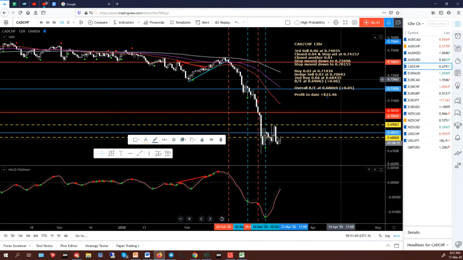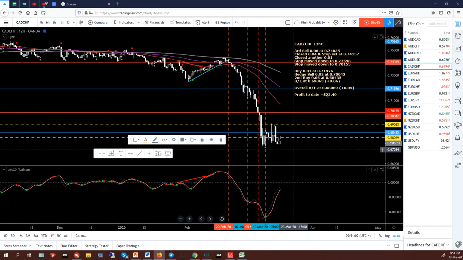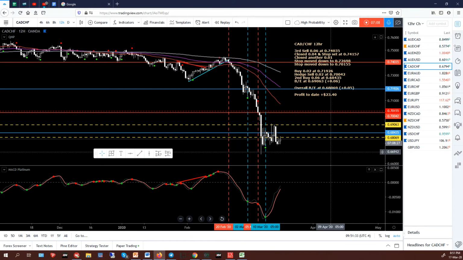Overall break even for that sequence only is this level 69063, which is this line up here, which you got close to but didn't actually push through. And overall break even for all trades is this bottom line here. So the overall break even 68069. And that's positive. So as long as price gets above that bottom yellow line, I close all trades. I'll be able to break even or in profit. Not looking too bad. So it's been a bit of a tough pair to trade, even on the daily charts for me.